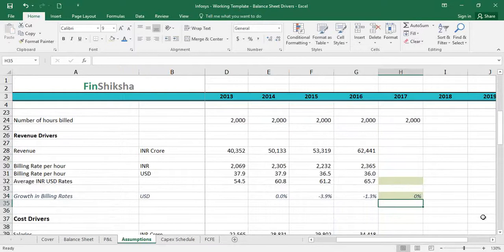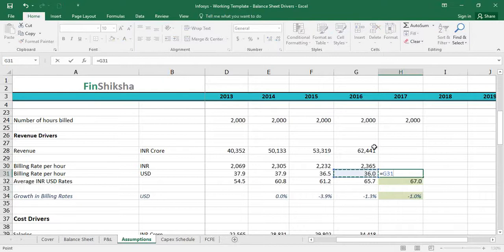Let's assume the billing rate does not move in dollar terms. In fact, it might even be a negative 1% in dollar terms. Why negative? Because the company might be willing to do it purely because of the rupee dollar rate that we are assuming could be 67. If we look at the average INR USD rate during this particular year, it must be close to 67. So what is the billing rate per hour? Can I calculate the billing rate per hour? That's 36 into 1 plus whatever is the change, correct?